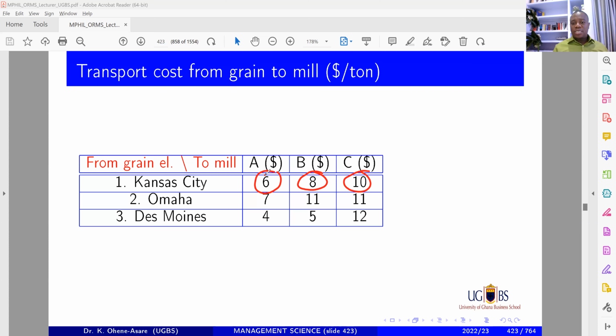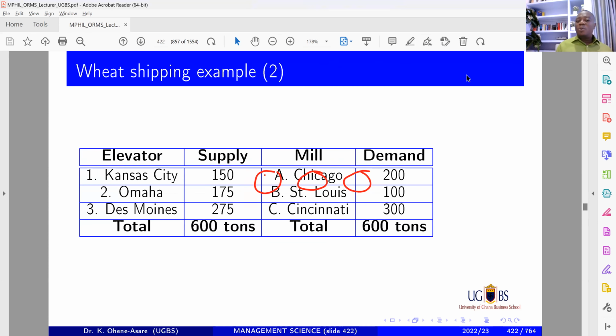Now, my question to you is, what would be the decision variable? How will you write the decision variable? The decision variable will have to be written as we know, X_ij. But what do they represent? Who can give me a guess? Dorothy.